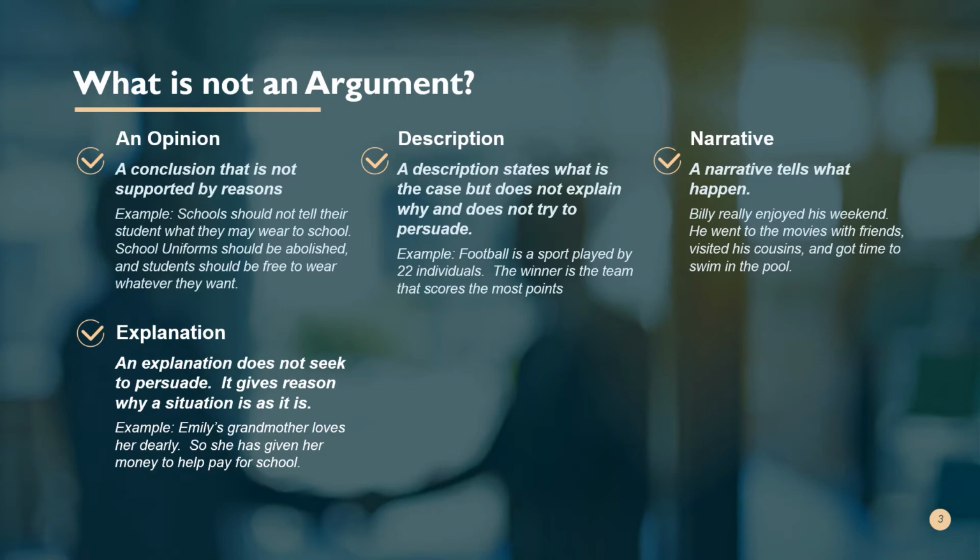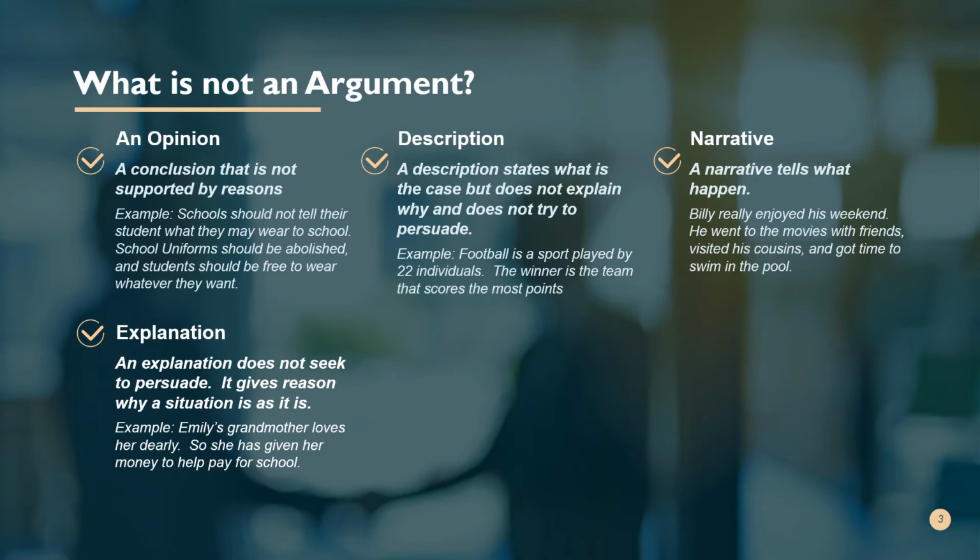The next thing that is not an argument is a description. A description states what is the case, but does not explain why and does not try to persuade. For example, football is a sport played by 22 individuals. The winner is the team that scores the most points. I'm not trying to convince you that it's played by 22 individuals; that is actual information. And I'm not trying to convince you why that team won. I'm telling you they had more points, therefore they're considered the winner. That's just a description of what football is.